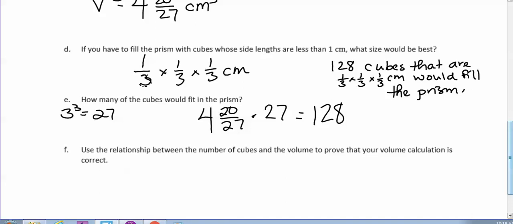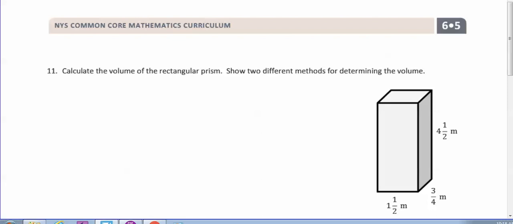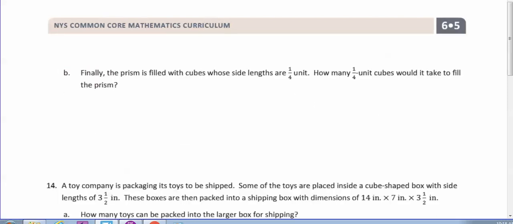Okay, so we're going to flip to the, it says lesson 14. Let me see if I can find it here. There's lots of examples in this lesson, but we don't need to do all of those.